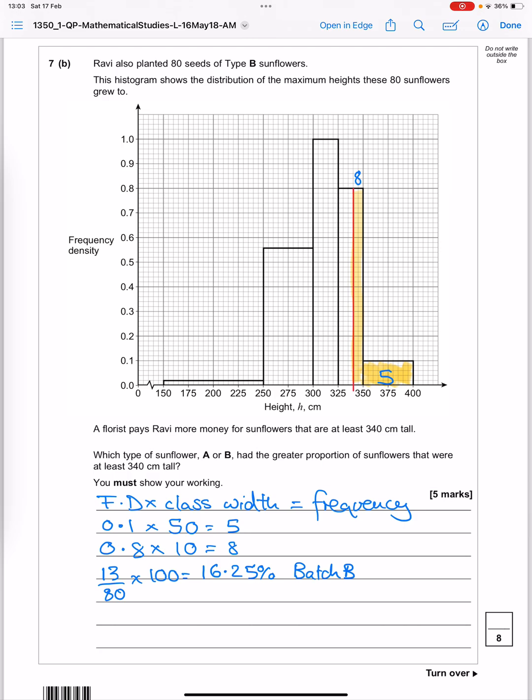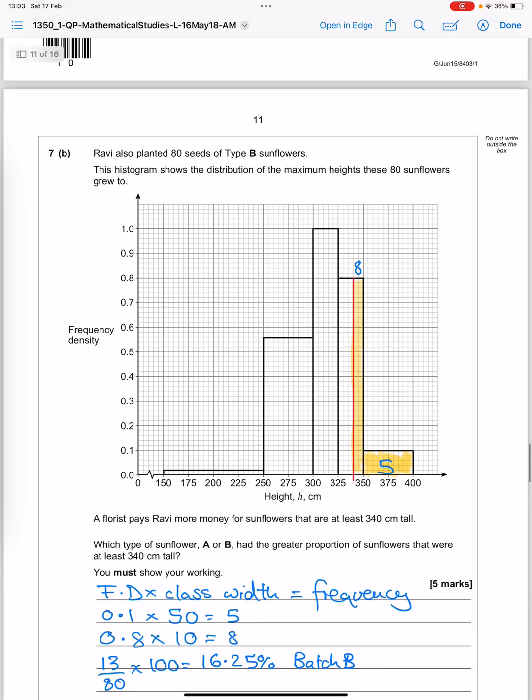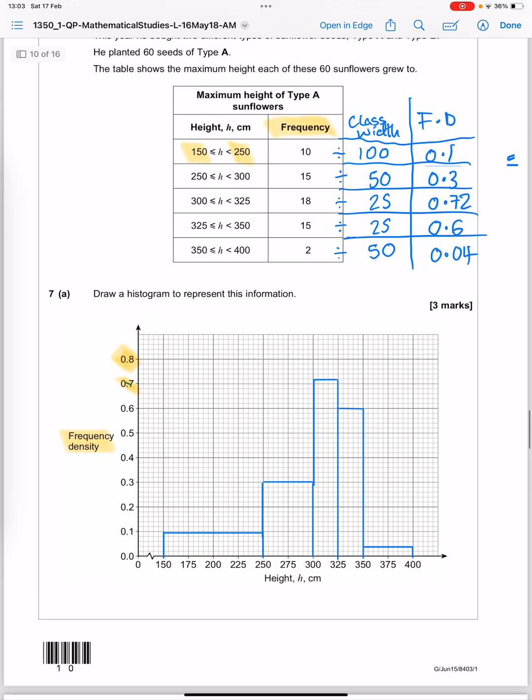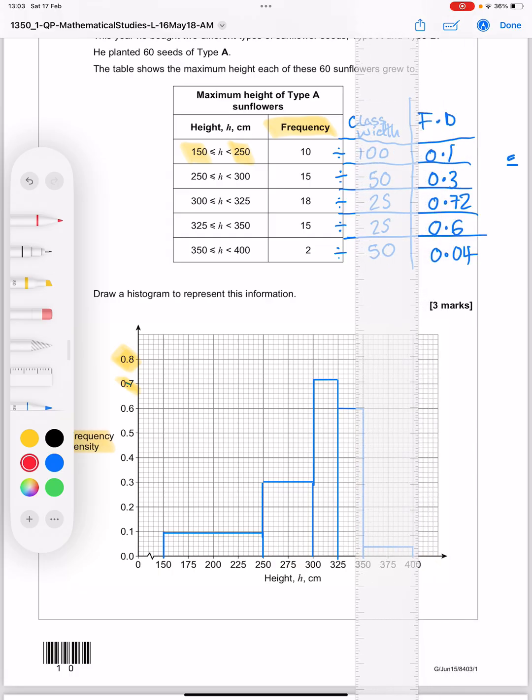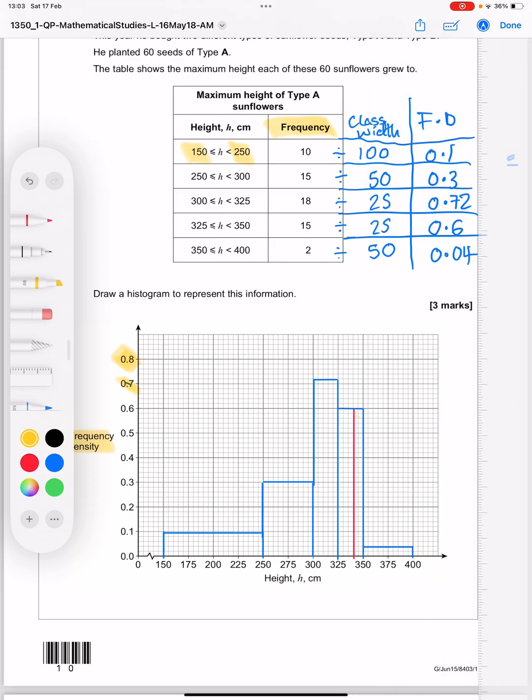Okay, let's have a look at type A. And again, I'm going to draw an extra line on my histogram. You won't lose marks for doing this. So 340, that's the cut-off point for getting this extra money. And we are interested in these ones and these ones. Okay.